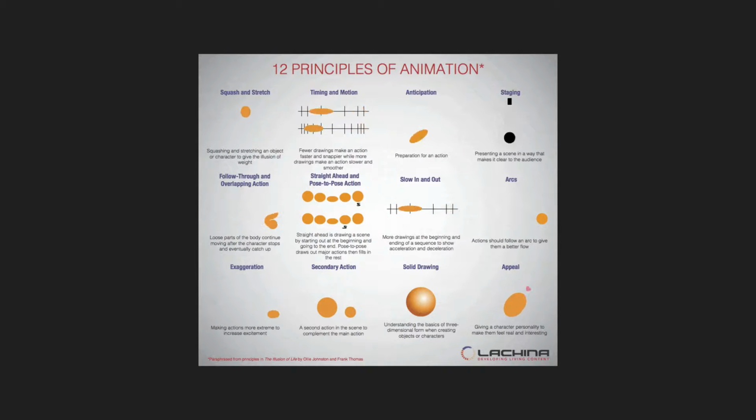Next is straight ahead and pose to pose action. This describes two different ways of tackling animation. Straight ahead is where you start with the very first frame and then you draw the next frame and you continue doing that until you get to the very end. The other way to do it is called pose to pose, where you do the first frame, the last frame, and then the important frames in between, and then you fill out the rest.